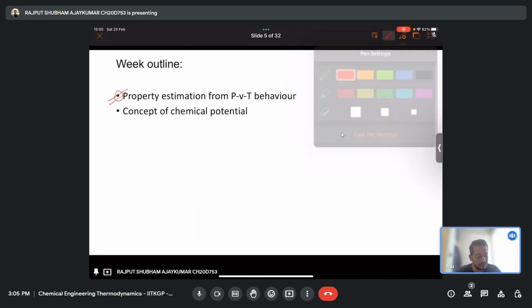Similarly, you have also seen the PVT behavior of an ideal gas. So this is the property estimation: how are we able to identify the properties and how they can be estimated from the PVT behavior of any system that has been given to you.